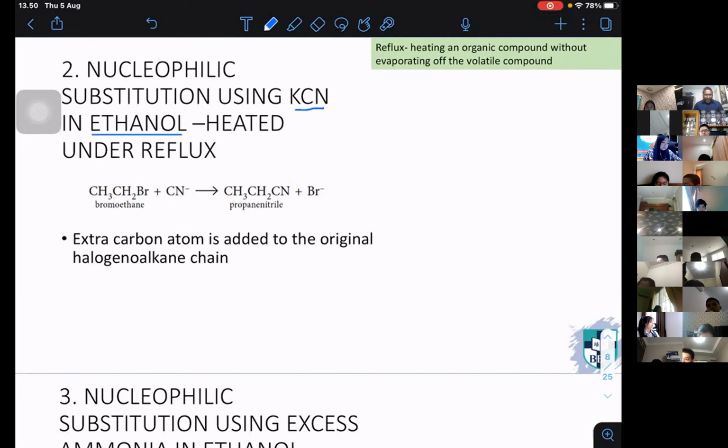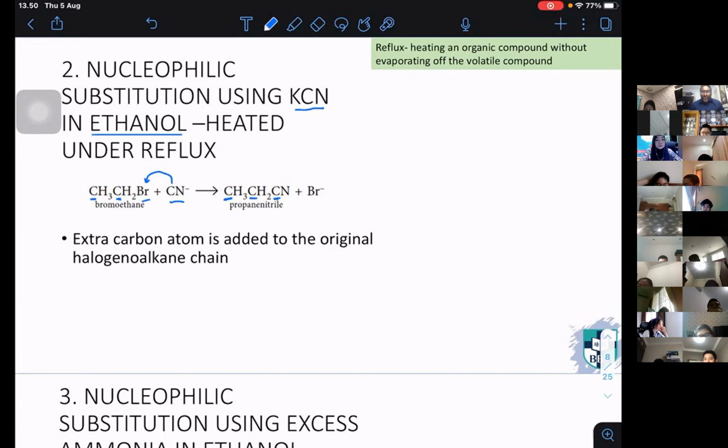So what happens? Generally the CN is going to be the nucleophile. They will just substitute like normal. But what is additional over here is that in the beginning, you have 2 carbon only. So now, when you react with KCN in ethanol under reflux, you are adding to the number of carbon in the compound. It means now you have 3 carbon.